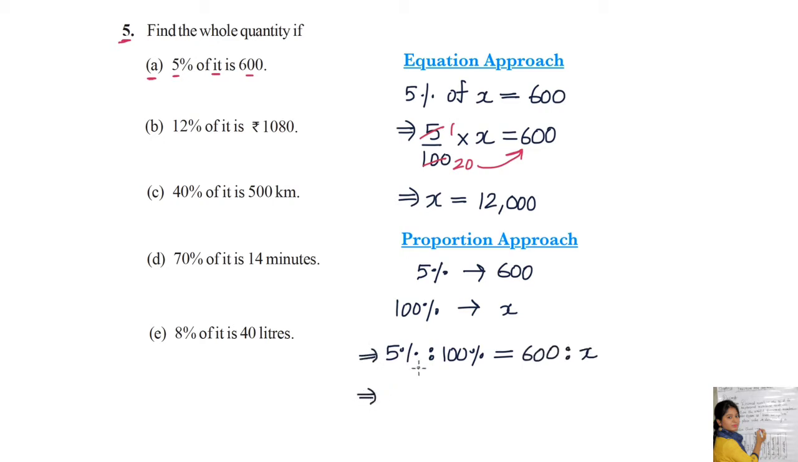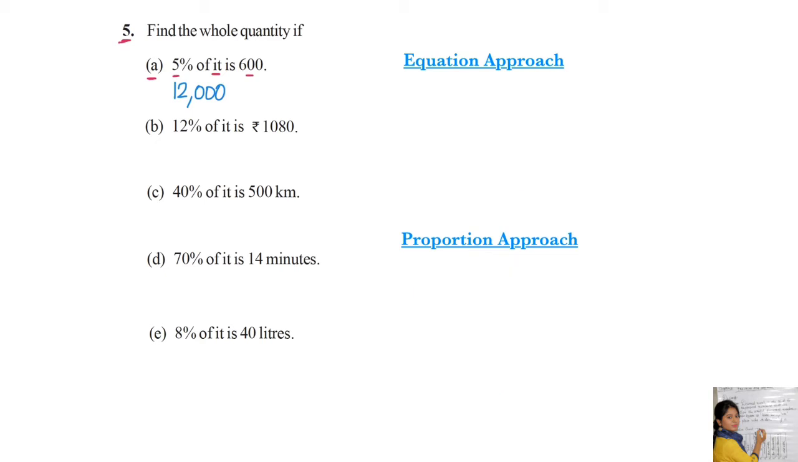Now if you see, we can write it as 5 upon 100 is equal to 600 upon x, right? And we need to find the value of x. So we will first reduce it and then we will transpose. So the x value will be directly written as 20 into 600, that is equal to 12,000. It means that 12,000 is the whole quantity. So 5% of 12,000 is 600. So there are two approaches by which we can solve this type of question. So let's move to part B.